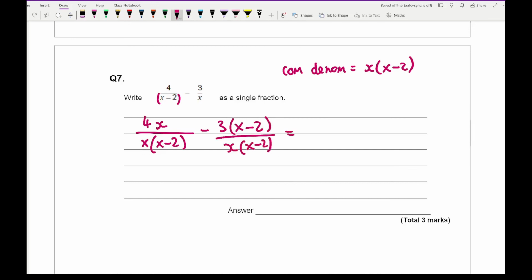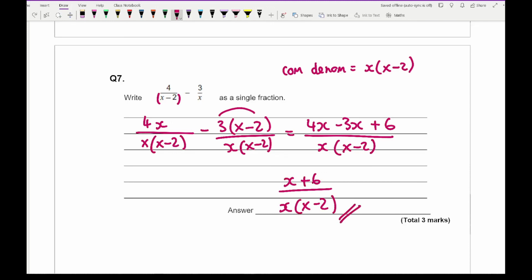Then combining the numerators, I end up with 4x minus 3x, and it's going to be plus 6, because the minus 3 times minus 2 is plus 6, over x minus 2. And then simplifying that, I get x plus 6 over x minus 2. And there is my final answer.